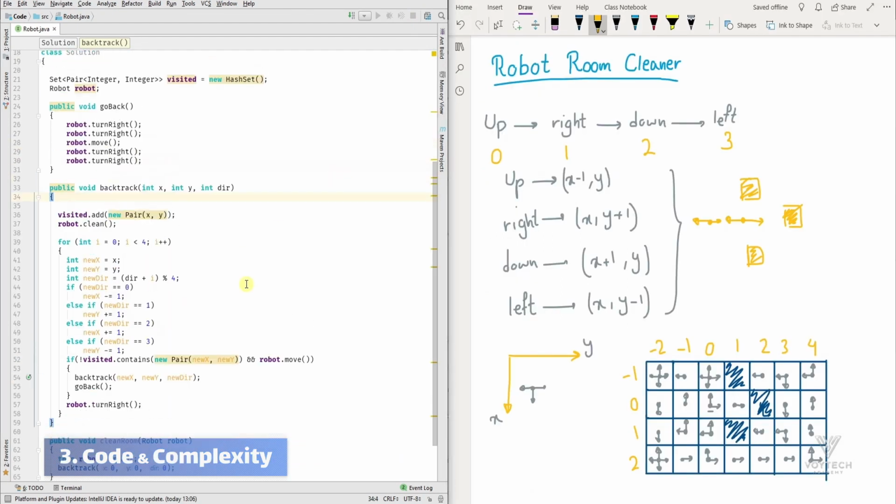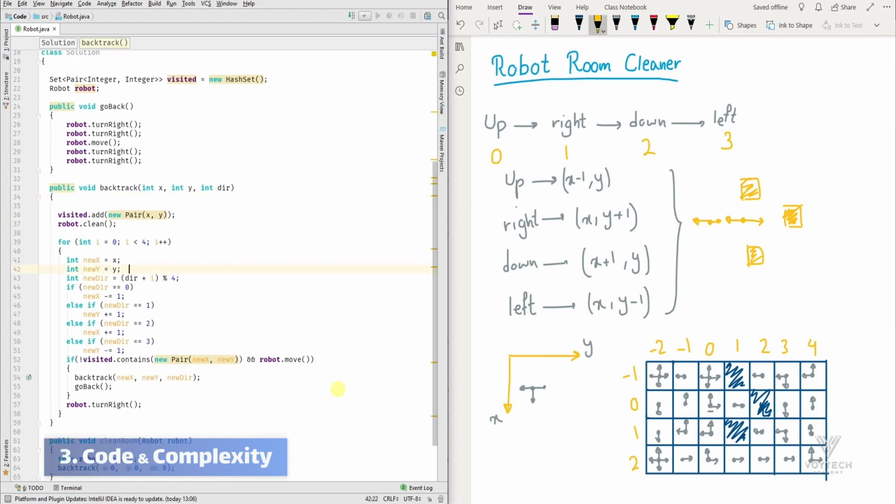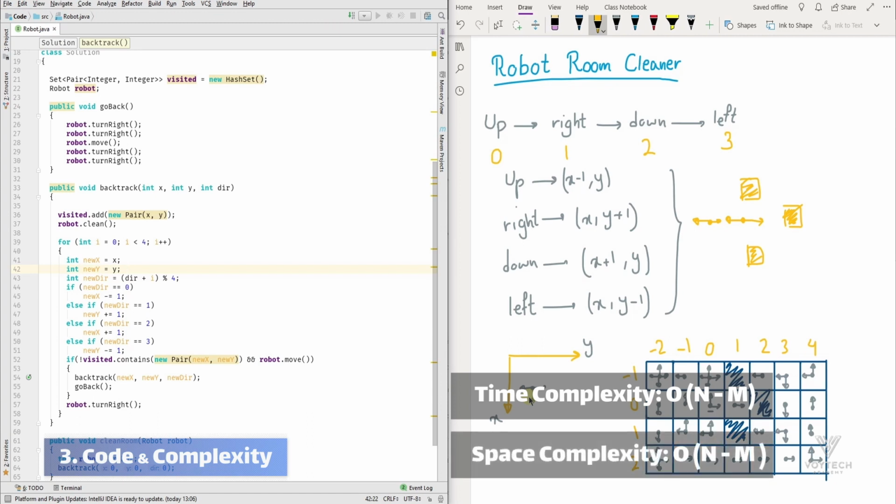Now let's talk about the time and space complexity of this algorithm. If we consider that n is the total number of the cells that we have in a grid, and m is the number of blocked cells, the time complexity would be on the order of n minus m, because we iterate through each available cell once. So this is the time complexity that we have. And also the space complexity is the same, because we have used a hash table for visited cells, which is again n minus m.